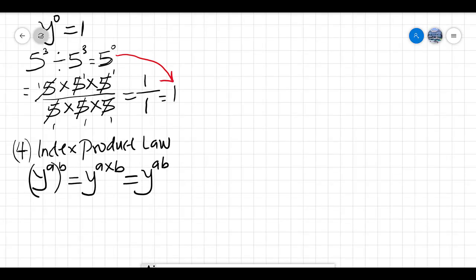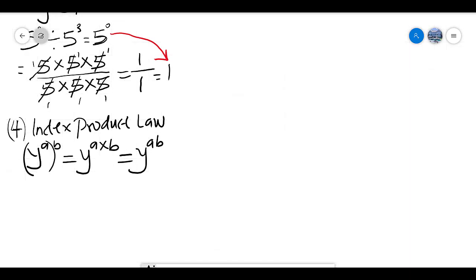Okay, so what it means is that if you have something like 6 raised to the power of 4 raised to the power of 3, this is equal to 6 raised to the power of 4 times 3, which of course is 6 raised to the power of 12. Take a good look at it again. So what you do in this law is to multiply the powers.